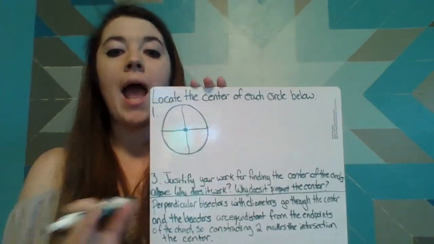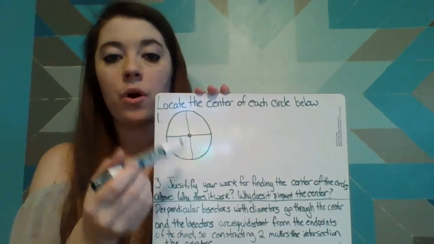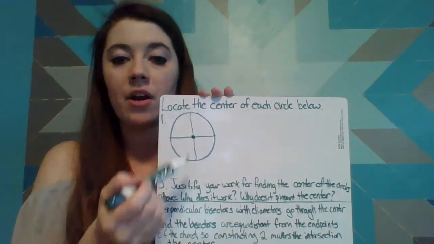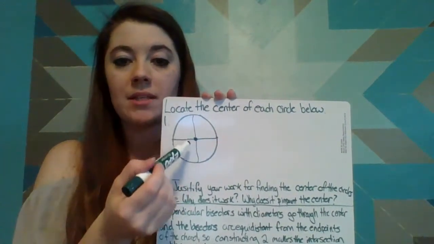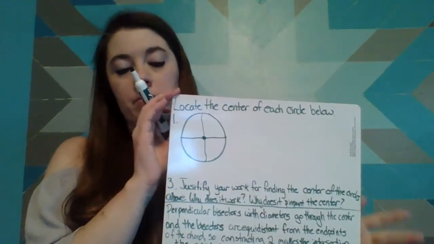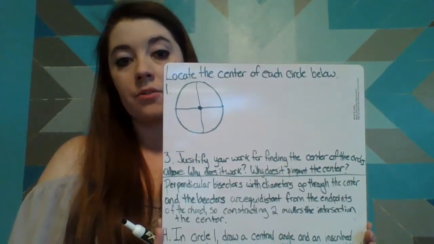So remember, any line that goes from one side of the circle to the other side of the circle is considered a chord. So that means where these intersect, this point and this point, they're equidistant from each other. So that means in the very middle where they intersect, that is our center. So that's how we can justify that. Give you a second to write.